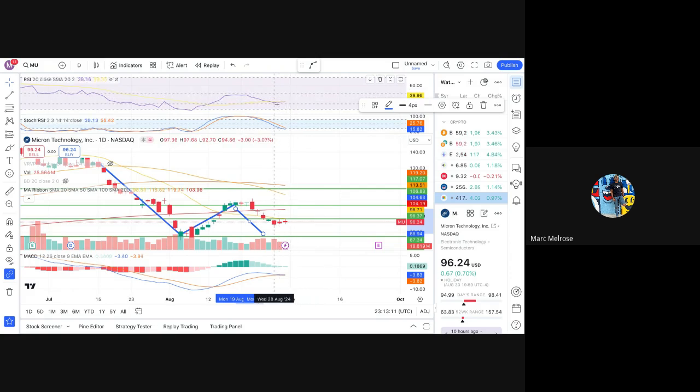RSI level is also low, and it is testing that 20-day moving average. So if it rejects that 20-day moving average to the downside, we could be seeing this get to, again, 85, and then reject and start to trend upwards from there. That's how I'm looking at Micron. Any questions on Micron Technology?